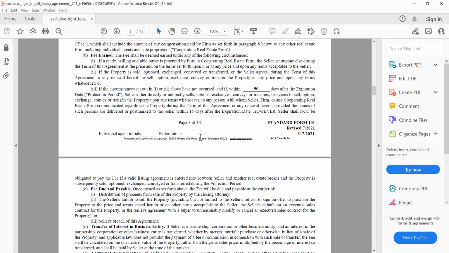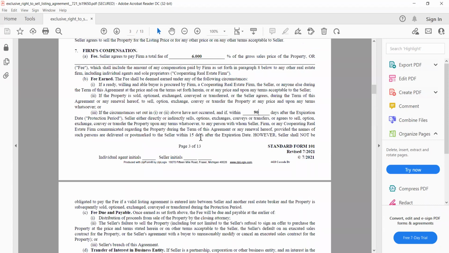Okay, so basically, let's just say I listed this house. I brought buyers that were willing to buy it. Seller didn't want to sell, whatever. Didn't work out.